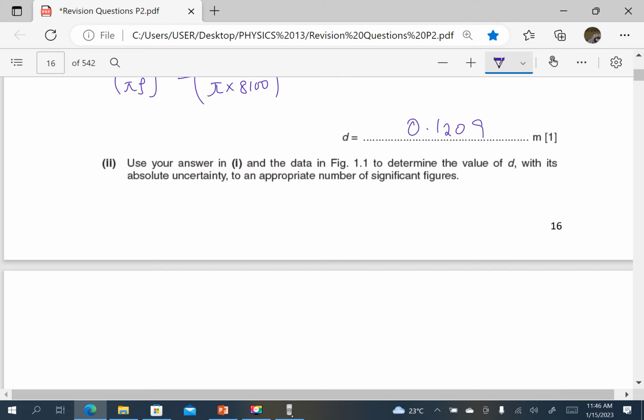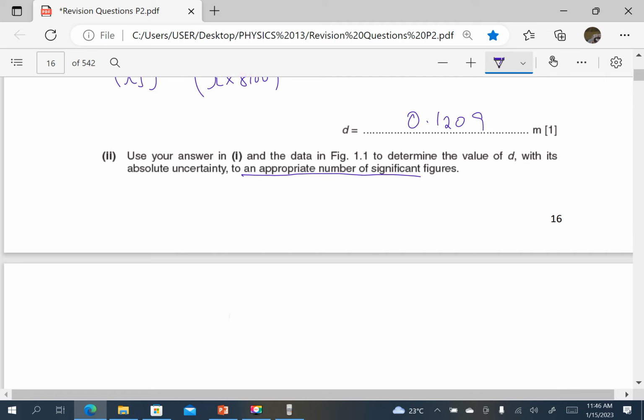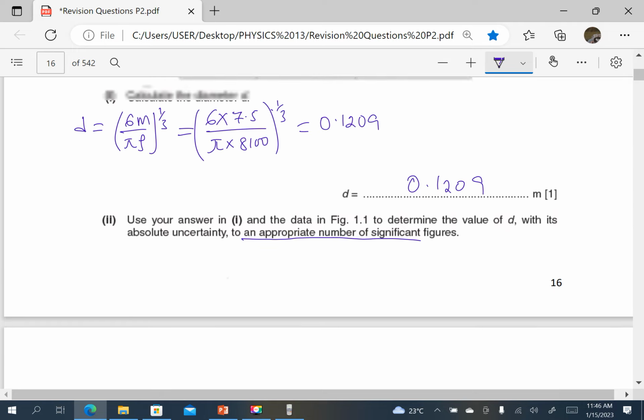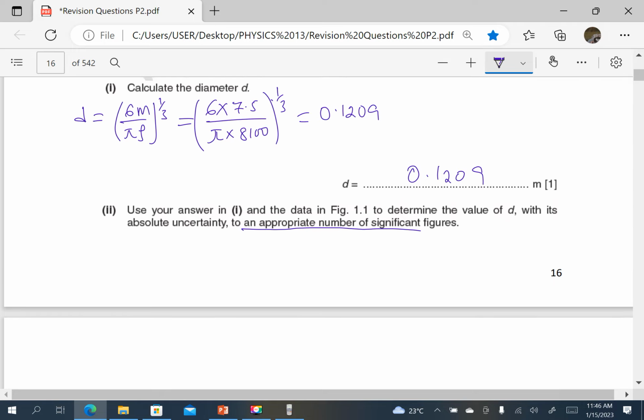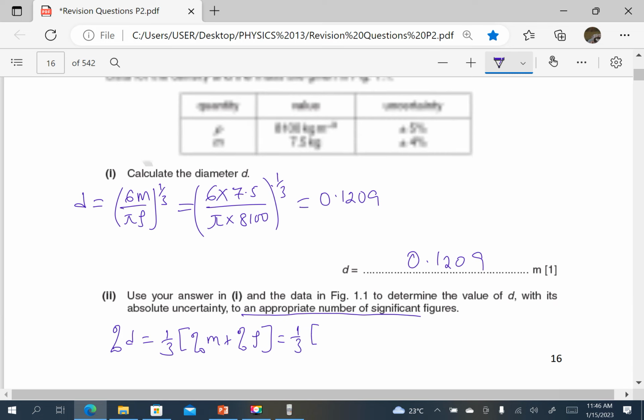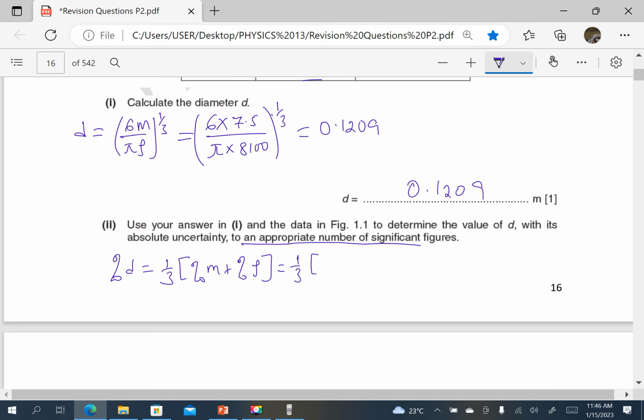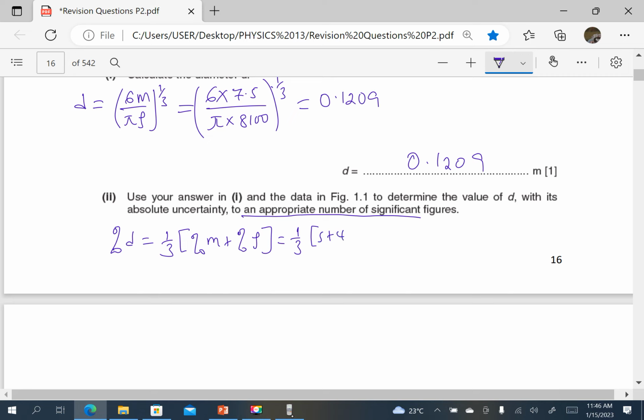Use your answer in part 1 and the data in the figure to determine the value of d with its absolute uncertainty to an appropriate number of significant figures. This is very important. So since we have a clear formula for d and there is a power of a third, it will be multiplied by the percentage uncertainties. So percentage in d is going to be a third into percentage in m plus percentage in rho. So this will be a third into percentage in m, which is 4, plus percentage in rho, which is 5. So that is 5 plus 4, which gives us 3%.